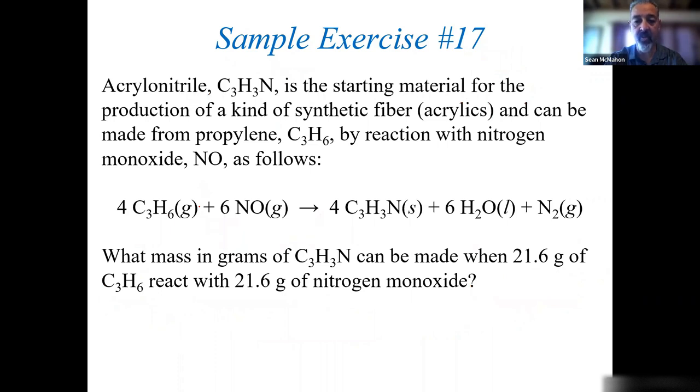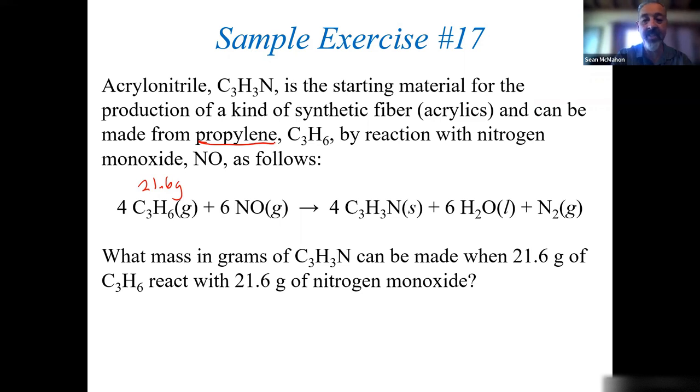So now I have 21.6 grams of C3H6. Now, this isn't propane, it could be something else. So I'll just say C3H6, okay? Because it could be cyclopropane, it could be propene. There's a number of things it could be. Well, I have 21.6 grams of it. And then, oh, it's propylene. It says it right here. My bad. So it's propylene.